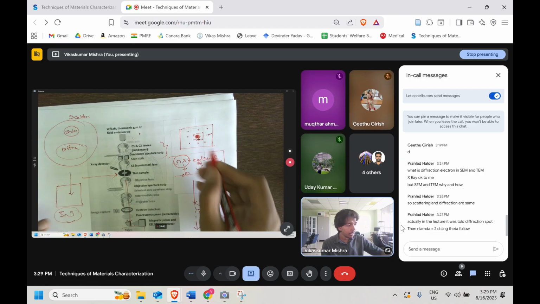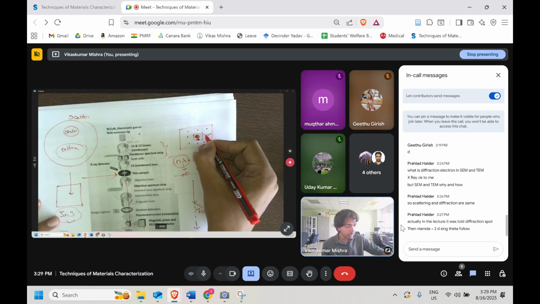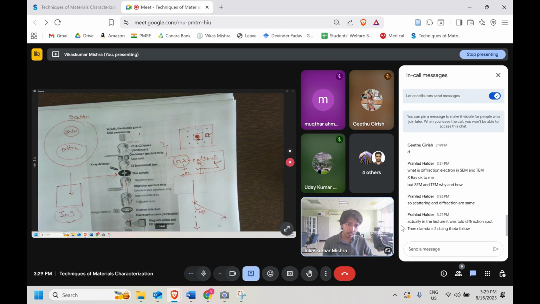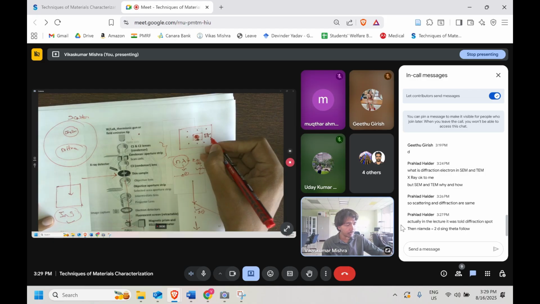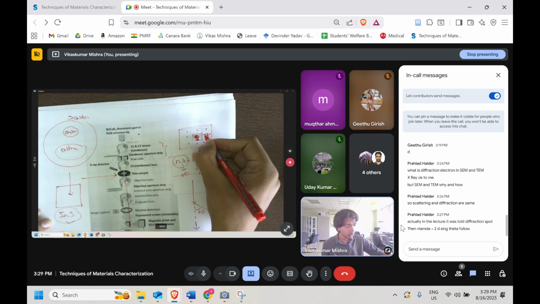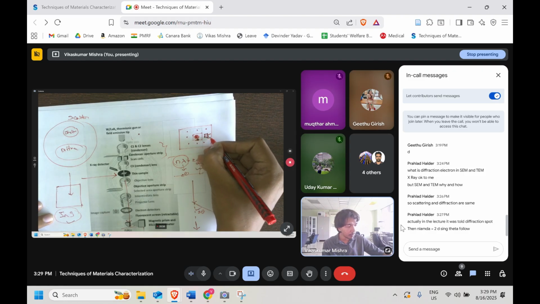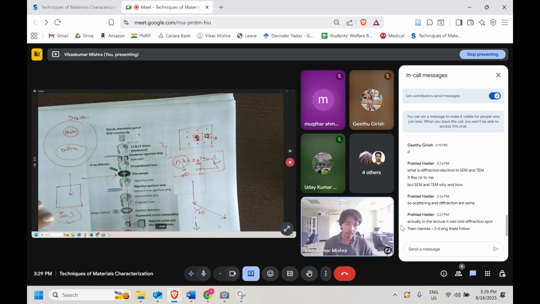Now, instead of this, let's say you are doing your imaging using the dark field condition. In that case, if you image using this particular diffraction spot, that particular grain is the one which will appear bright in color.